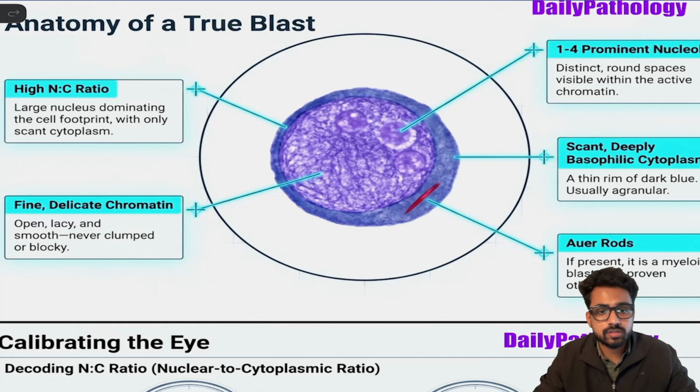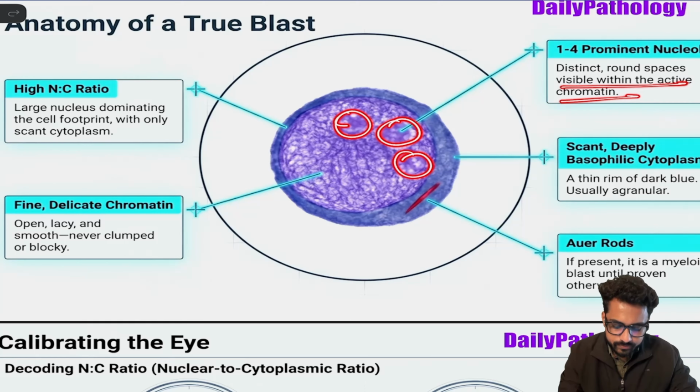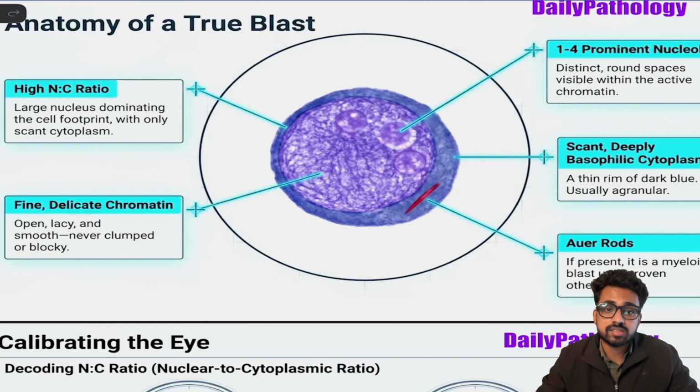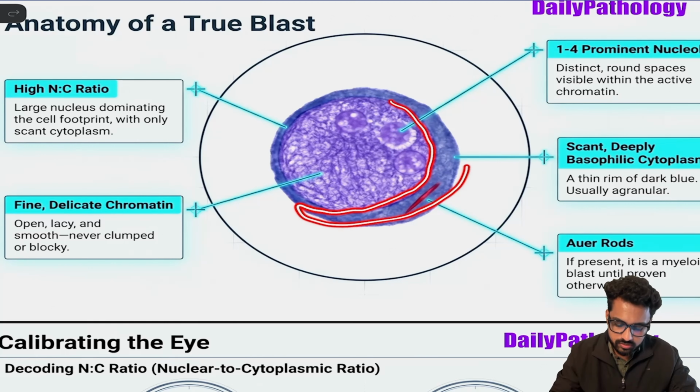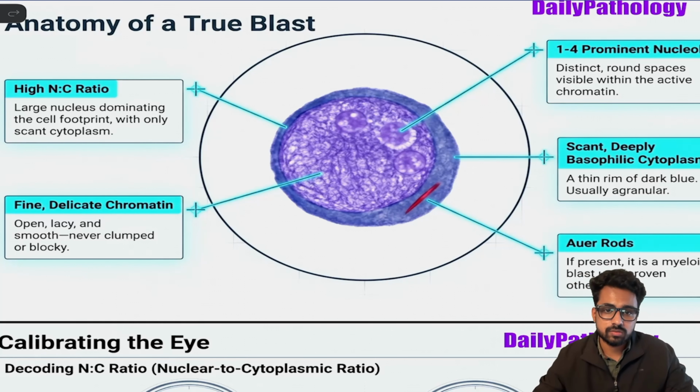In various types of blast you can see various numbers of nucleoli, like in lymphoblast you can see 1 to 2 nucleoli, and in myeloblast you can see 2 to 5 nucleoli. So depending on the type of the blast, the nucleolus is a distinct round space visible within the open chromatin. So these are the nucleoli. Next is scant deeply basophilic cytoplasm at the periphery. Here you can see this scant deeply basophilic cytoplasm, which is an important feature.